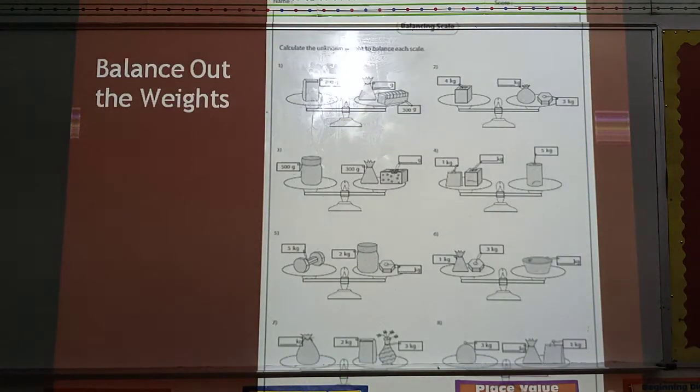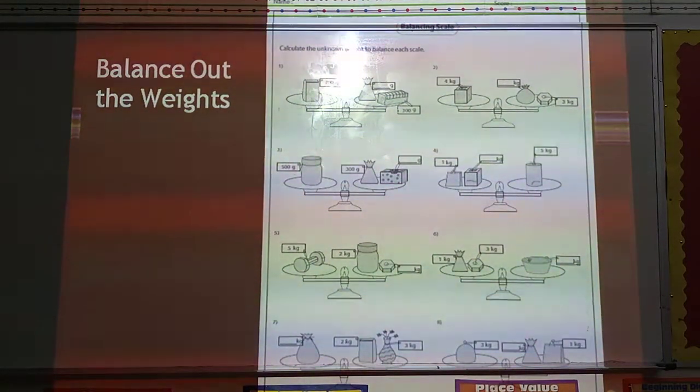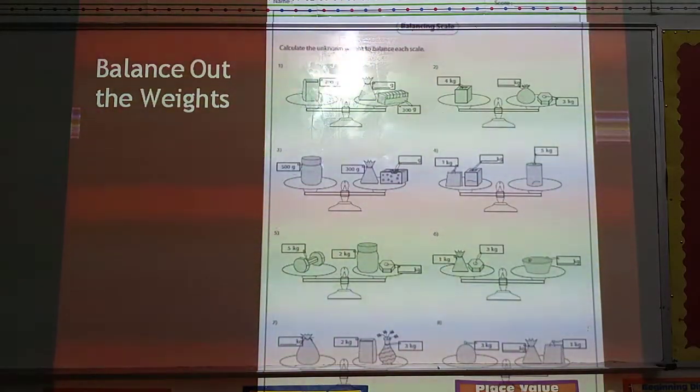Okay, now let's see if we can balance out these weights. On one side we have 700 grams, while on the other side we have 300 grams and something that is not labeled. How many grams will I need to add to 300 grams to balance out 700 grams? Simple. The bigger weight minus the smaller weight. So 700 grams minus 300 grams is going to give us what? Alright, now we can write it out.